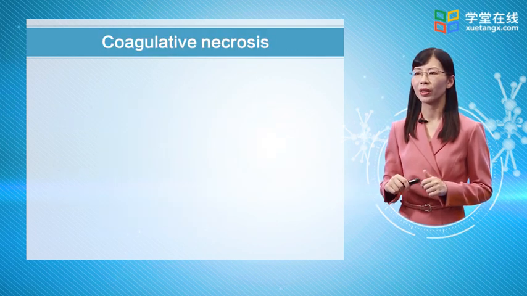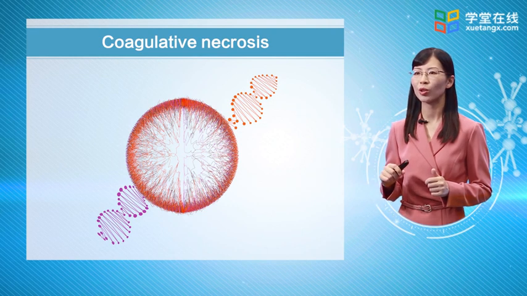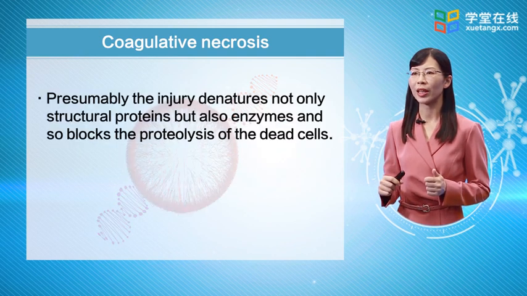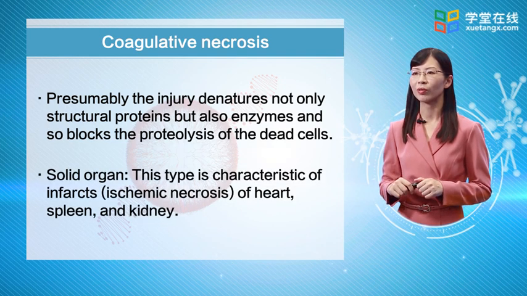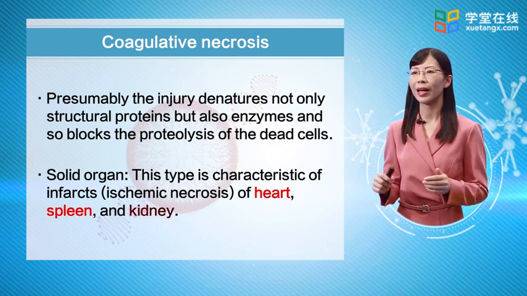Coagulative necrosis is a form of tissue necrosis in which the cells are dead, but the basic tissue architecture is preserved for at least several days. It might be due to the absence of proteolysis of the dead cells. Coagulative necrosis usually occurs in solid organs, such as heart, spleen, and kidney.